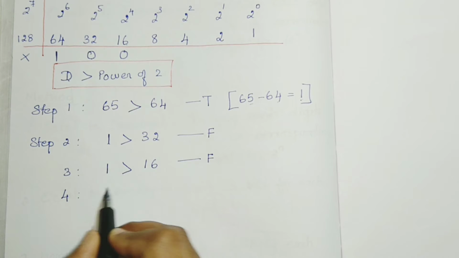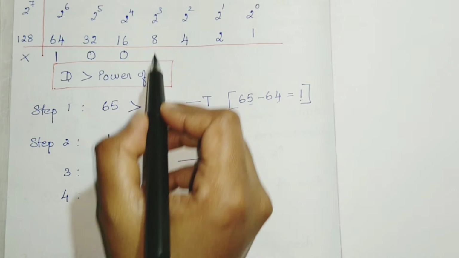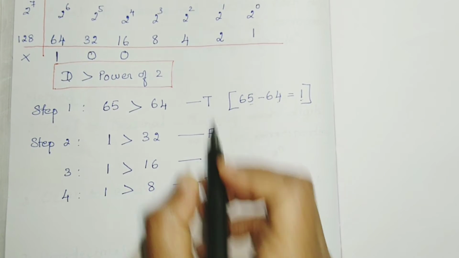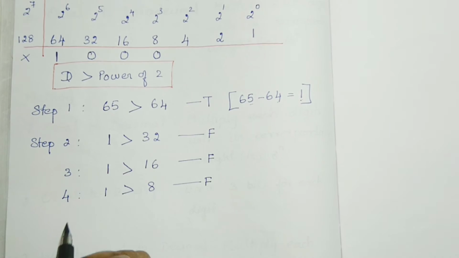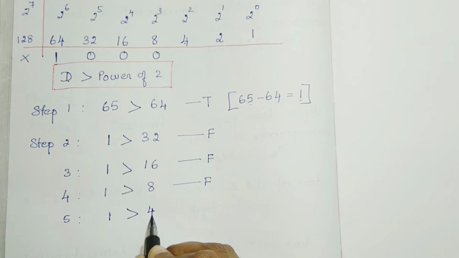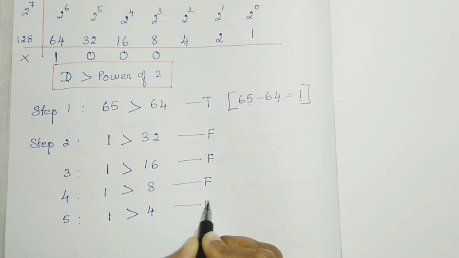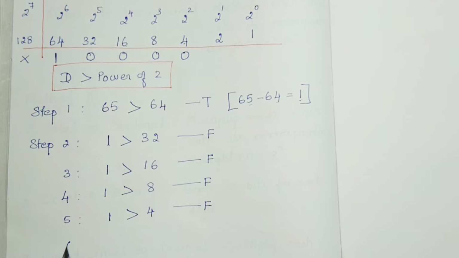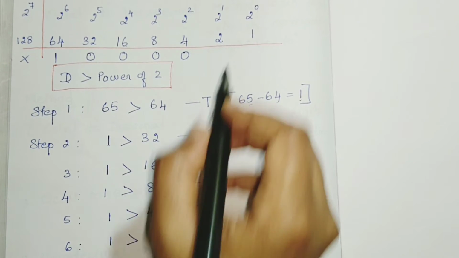Step 4: compare the decimal number with the next power term, that is 8. Is 1 greater than 8? No, false. So set the bit as 0. And step 5: decimal 1 is compared with the power value 4. Is that true? It is false. So set the bit as 0. And the next step, decimal 1 is compared with the power term 2.